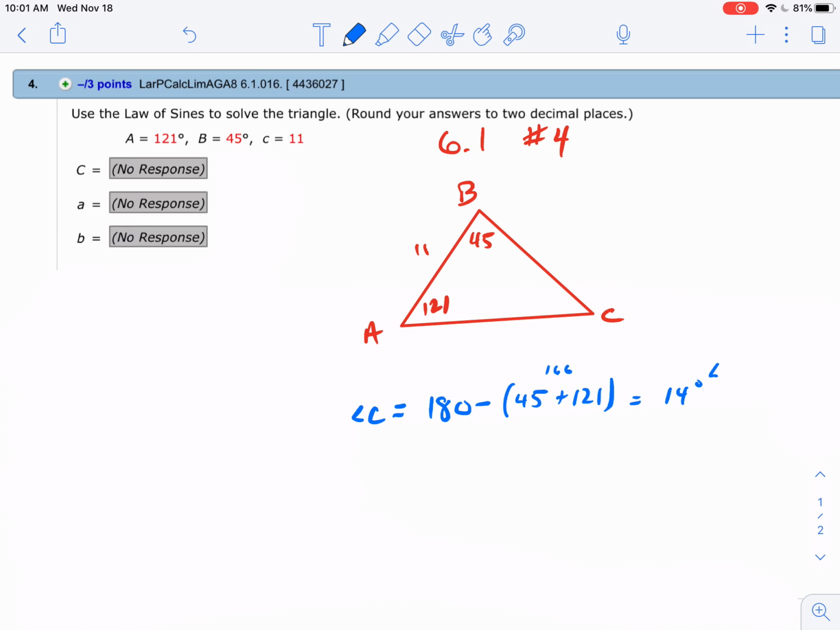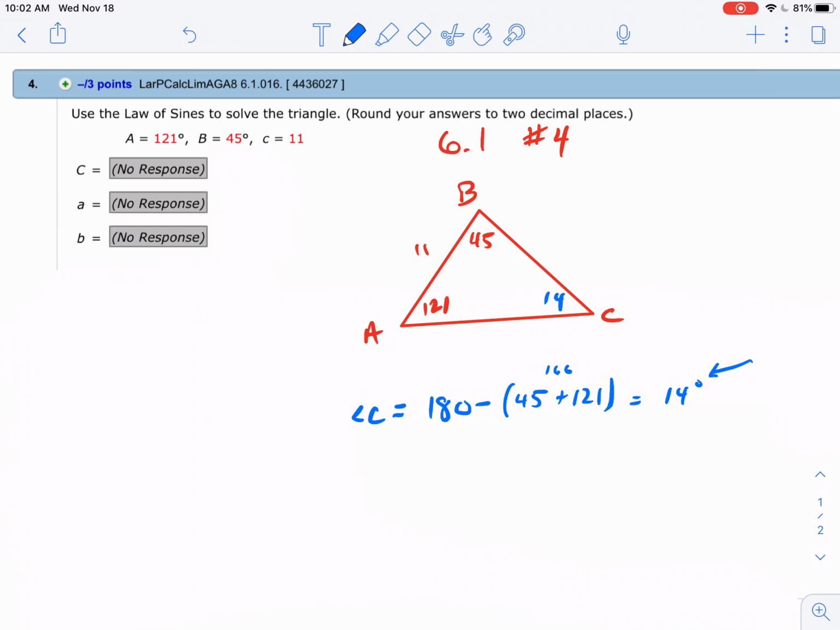Now, I believe WebAssign has the degree bubble for you outside the box. Just double check that you can just put the 14 in. I think there's a degree bubble here. I can't remember. And then I can put that in. Now I have what I call an angle side pair. So this is going to allow me to find any remaining pieces of information.